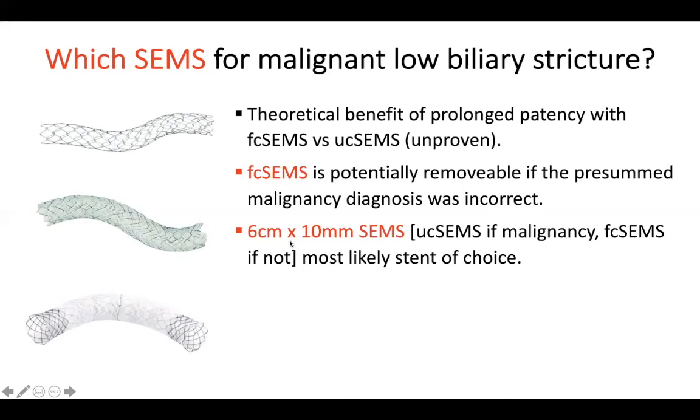A 6 centimeter uncovered stent is warranted if the stricture is malignant, and fully covered stents are indicated in benign strictures because they are retrievable.